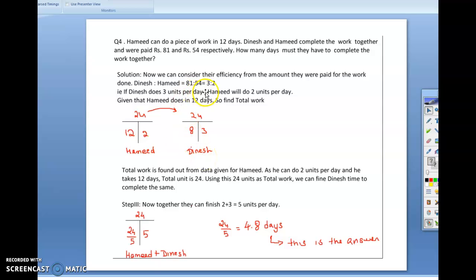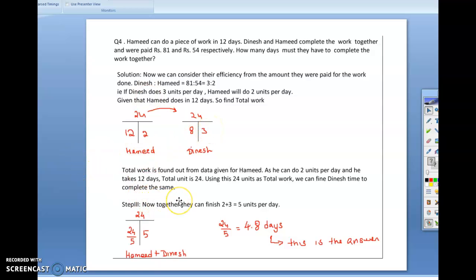The other way of calculating this is, the efficiency given and the time taken are inversely proportional. So when you say 3:2 is their efficiency ratio, the time taken by them will be 2:3. So in that way also we can consider that Dinesh and Hamid will be 2:3, and Hamid is given as 12. Therefore, we can say Dinesh will take 8 days. 8 and 12 is again 2:3, right? So that way also you can find that.